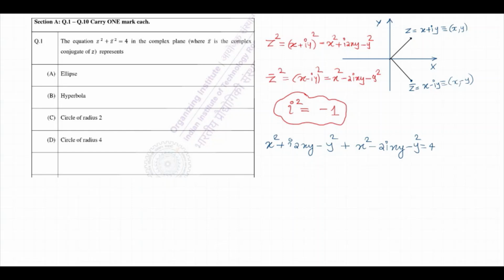The i into 2xy will cancel with the minus i into 2xy. The remaining thing is 2x square minus 2y square is equal to 4. Cancelling the 2, you will get x square minus y square is equal to 2. This is an equation of hyperbola: x square by 2 minus y square by 2 is equal to 1. Equation of hyperbola.